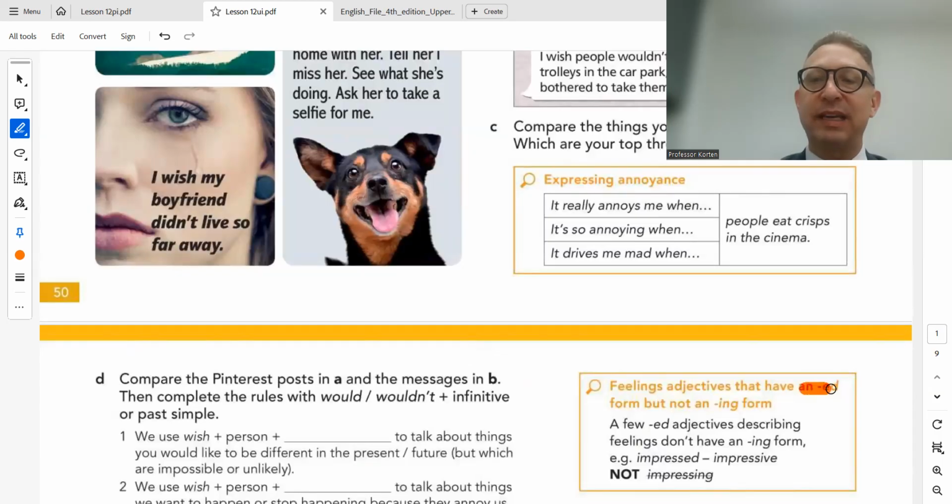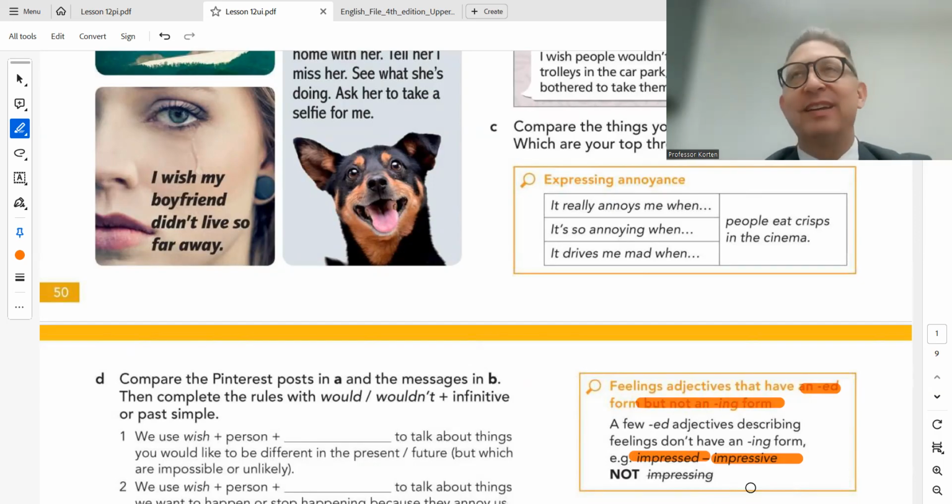Feelings adjectives have an ED form, but not an ING. Look at this. Impressed, impressive, not impressing. They are impressing me. No, they impressed me. They impress me. It sounds like it should work. Impressing sounds like it's okay, but unfortunately, it's not.